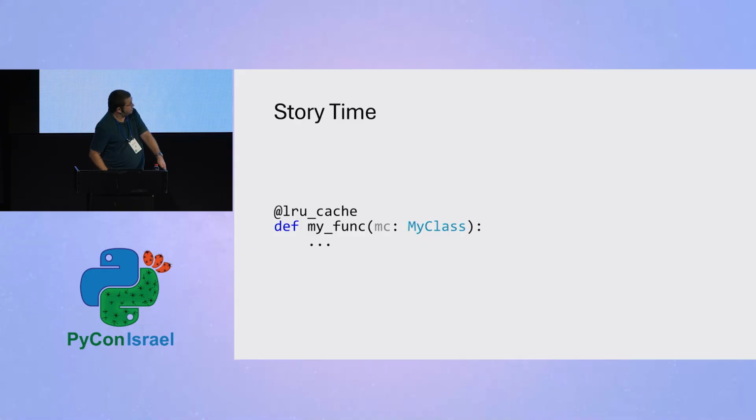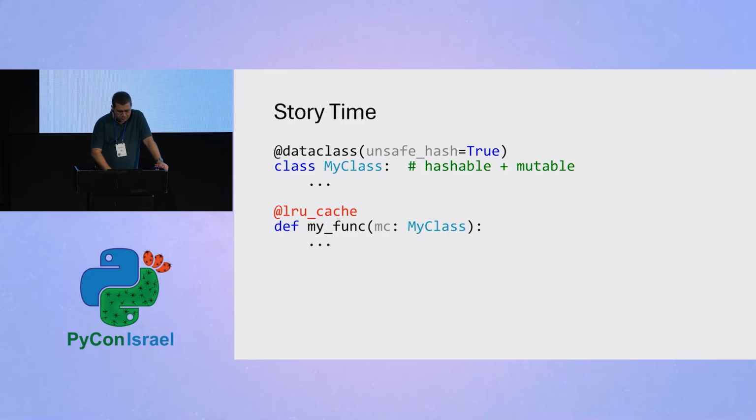That is to say, at random times, once in a while, the function would just spew out wrong results. Here's an additional important bit. The argument was of a class that was both hashable and mutable. It was also a data class, but this is not important for the purposes of this story. And the way LRU cache works, the only way it could work, is by managing a dictionary with the arguments as keys and the result as values.